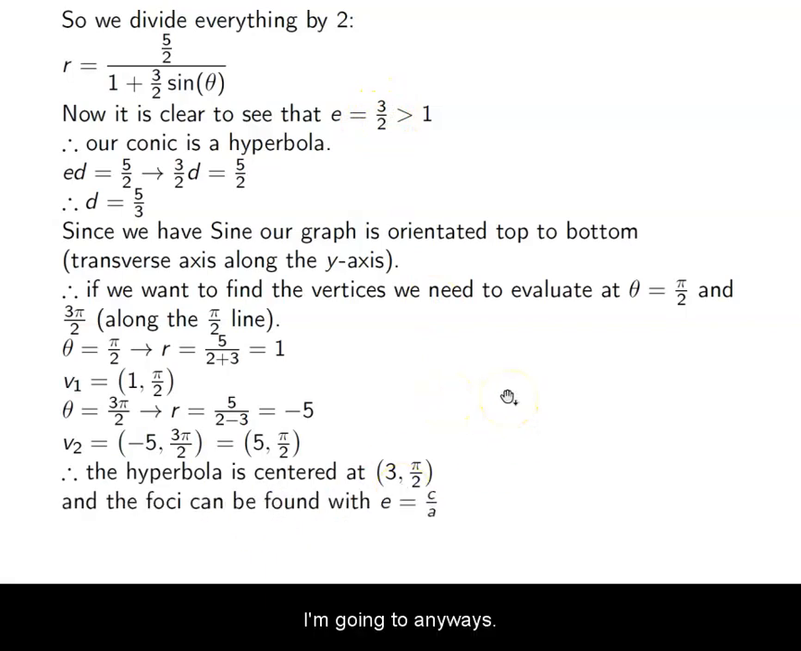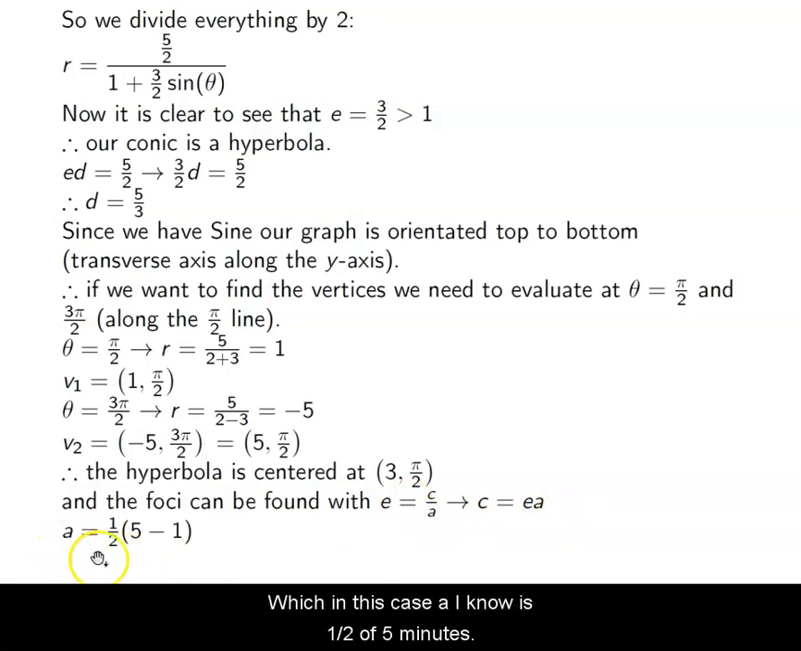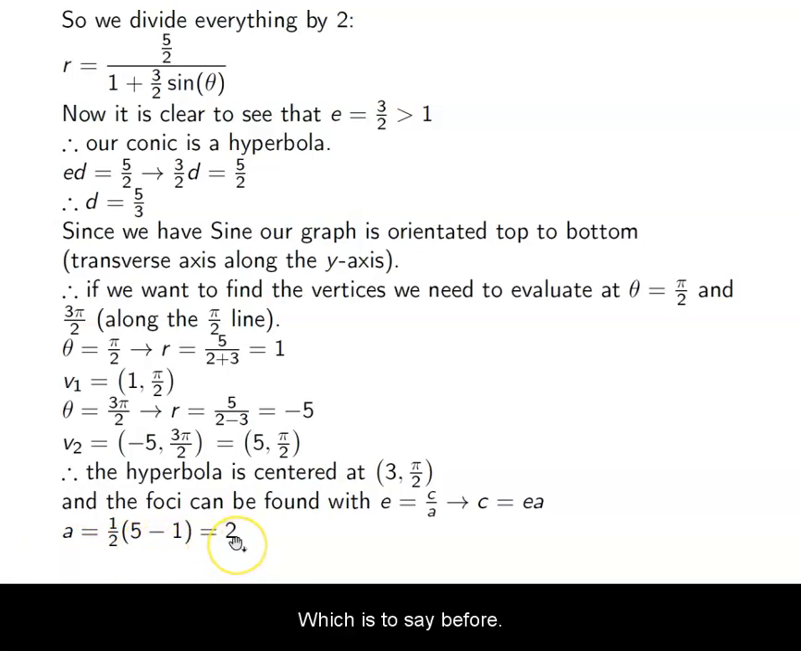Okay, I'm going to anyways, right? But I know that eccentricity is C over A. So I can find C by going E times A, which in this case, A I know is 1/2 of 5 minus 1, which is 2, as I said before. So C is 3. Okay, so I did the math just in case we need to see that.